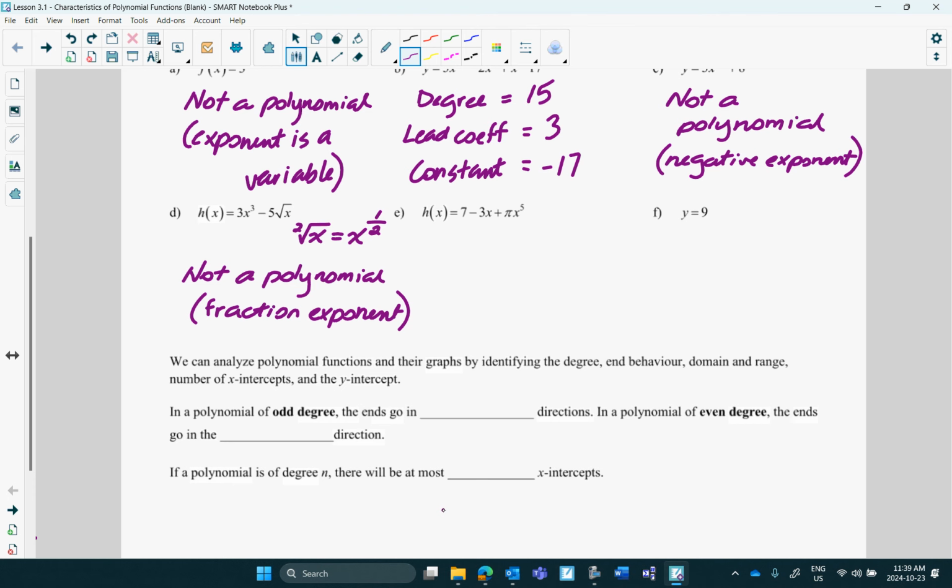The pi, right? Is pi a real number? Can I write pi as a decimal that repeats or ends or never repeats or never ends? Yeah, so it's okay to have pi. So this is a polynomial, but it's in a mixed up order. So you got to be careful how you name these things.